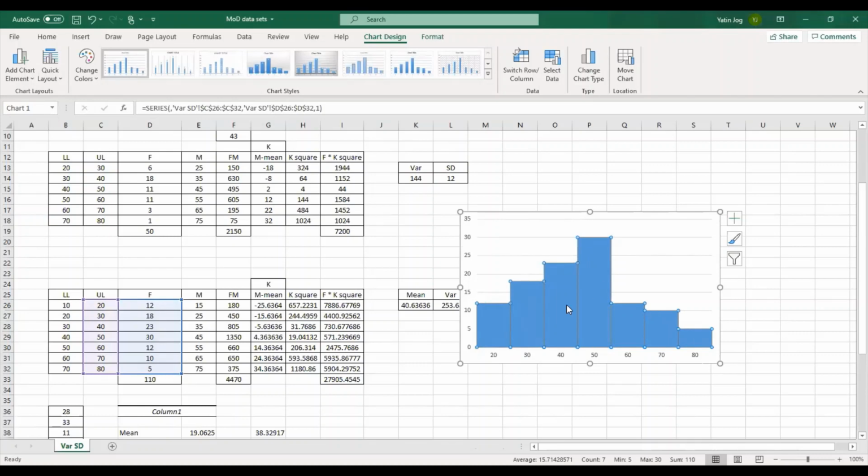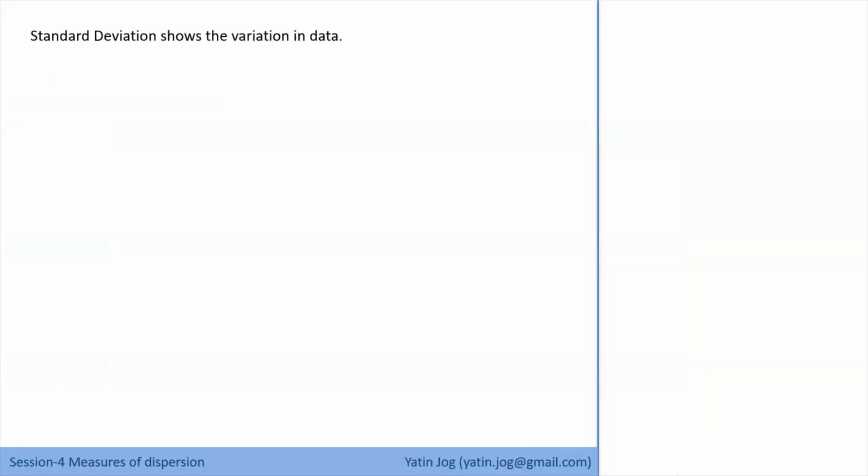So again, from the histogram you can see it is not symmetrical. So the histogram is not a normal curve. It has a slope towards the right side. So standard deviation shows the variation in data.